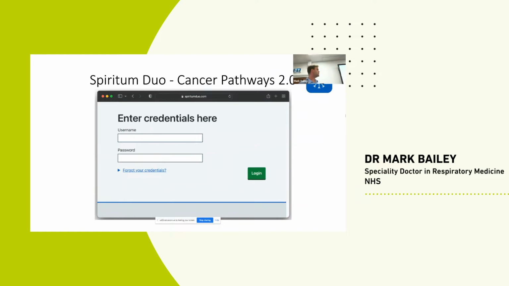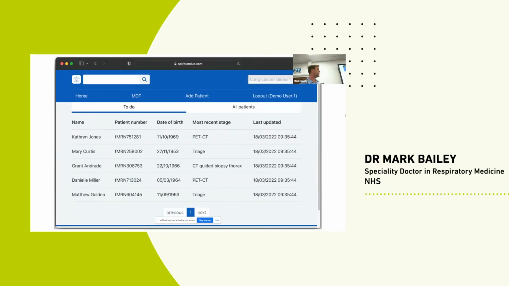And this is a screenshot of what it looks like. This is where you enter your credentials. This is the home page. So this is a to-do list of patients that need something doing. So Catherine Jones has had a PET CT. You need to look at that. Now remember the colors in here. Remember the sort of layout.